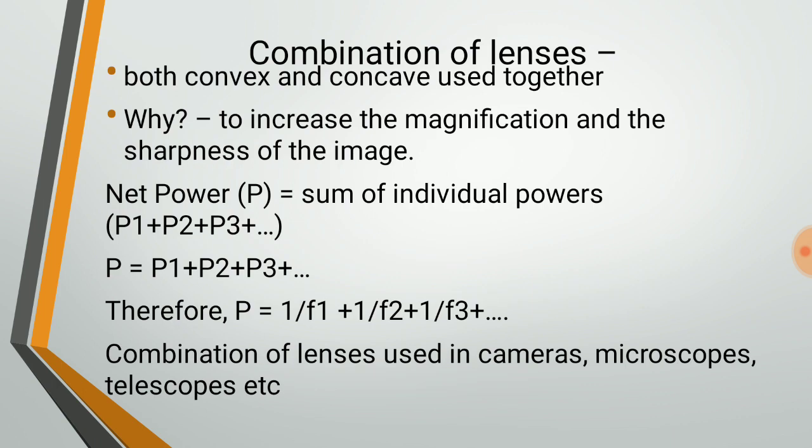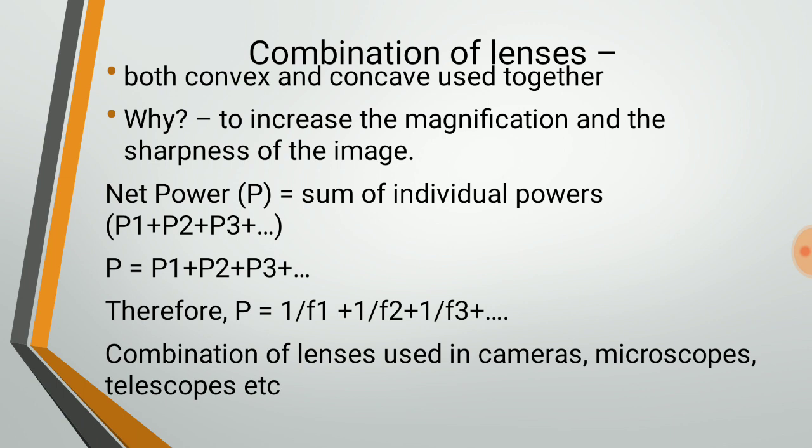The last topic is combination of lenses. We have seen the 2 types of lenses, convex and concave. It is not that they are used alone. Once combined together, they serve a higher purpose, like increasing the magnification and sharpness of the image. So, most of the time for practical applications, both convex and concave lenses are combined and used together.